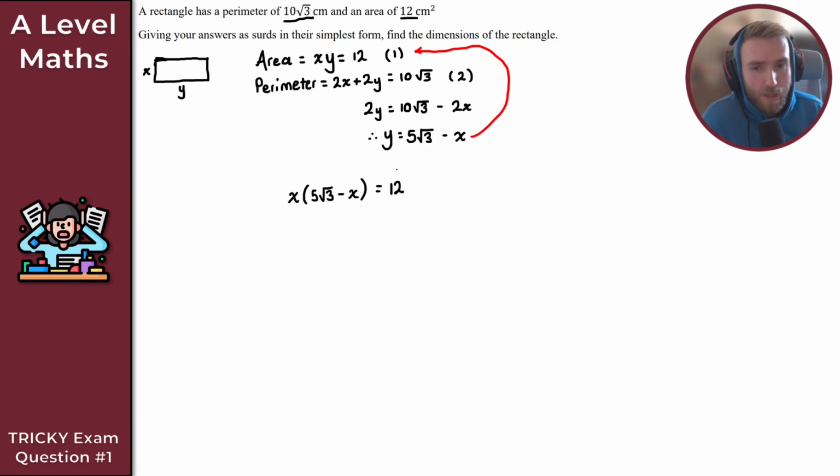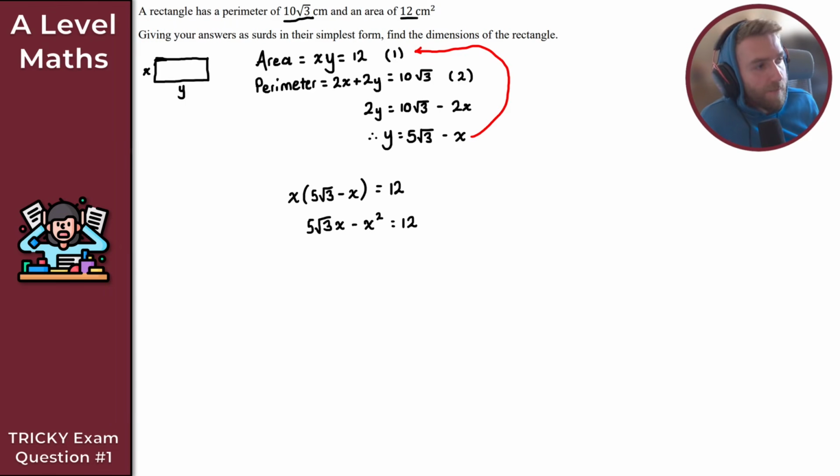Okay. So now let's just expand this single bracket and the term on the outside. So I've got x times 5 root 3. So that's 5 root 3 x here, like so. And I've also got x times minus x. Just be careful with your signs, right? That's minus x squared. So we get minus x squared there. And again, all of this is equal to 12.